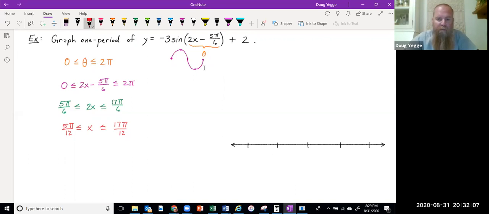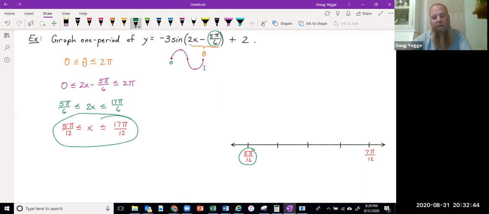And so I can go to my graph and plot 5 pi over 12 and 17 pi over 12. Now I'd like to just demonstrate something interesting about this, because it appears that the graph that used to start at 0 shifted right 5 pi over 6. The problem is it's starting at 5 pi over 12. Now where's the discrepancy? It seems as if it should have been at 5 pi over 6, but the algebra over here showed that it wasn't.